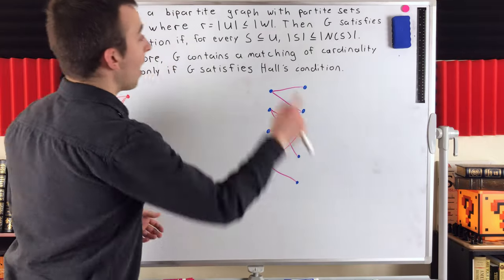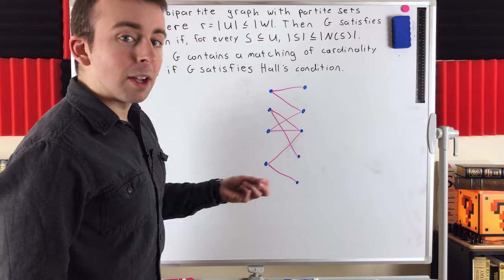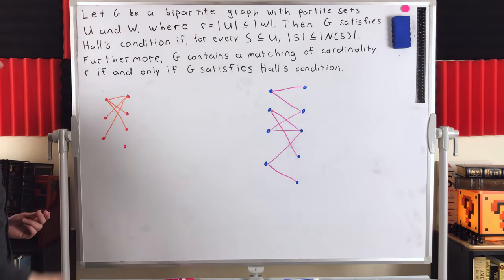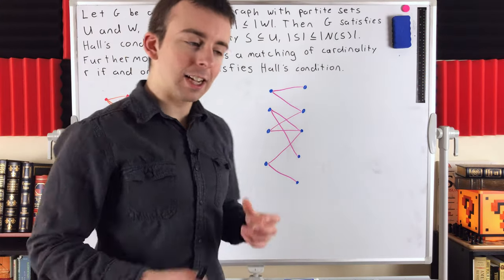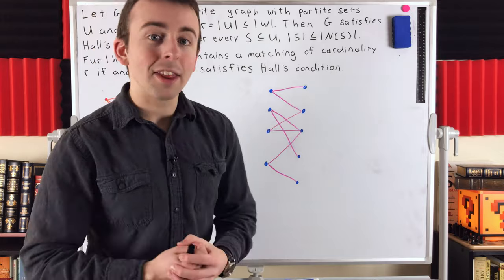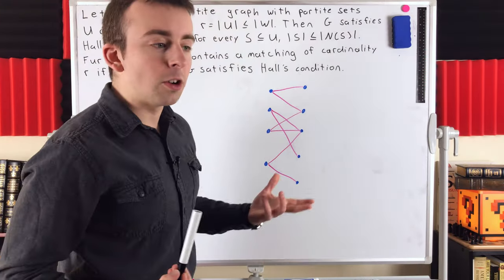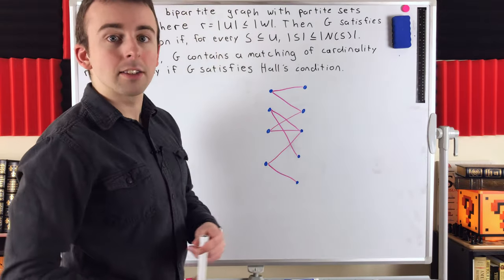Said another way, every vertex of U, the smaller partite set, must be incident with an edge in the matching, since that matching has a cardinality equal to U's cardinality. In that case, we say that the matching covers or saturates the partite set U, since it includes edges incident with each vertex of U.